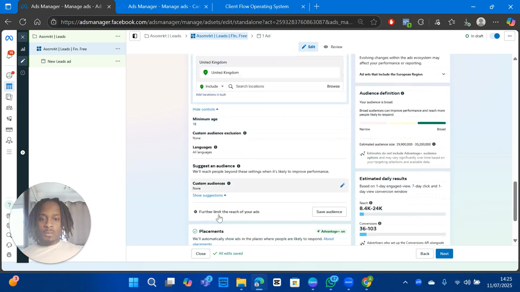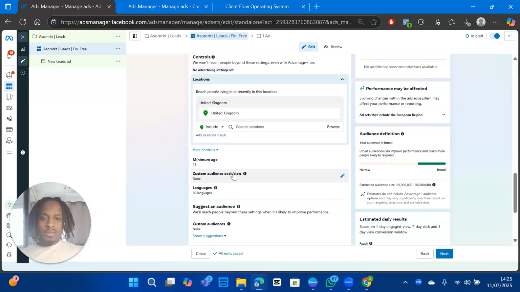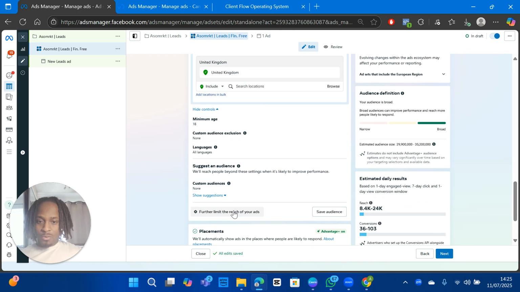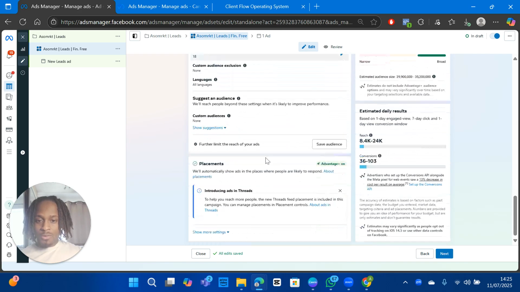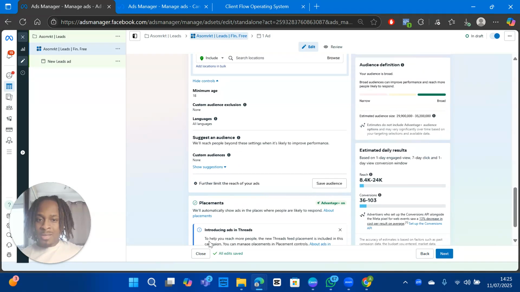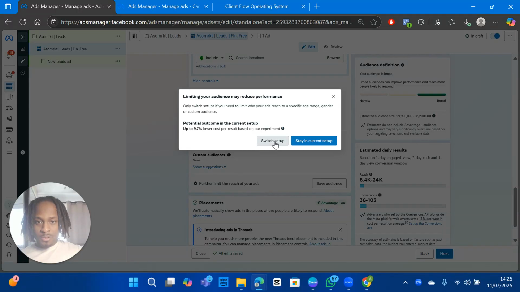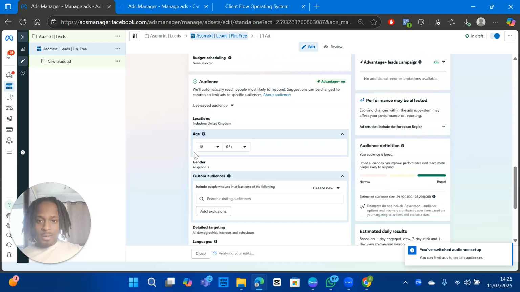So firstly, they really advise against not using Advantage Plus. They try and put everything in their power to make you use it. When you first set up an ad, it will automatically set to Advantage Plus, which it didn't used to. They've even hidden the button to turn it off. So turn off Advantage Plus, switch the setup, and have it in normal.